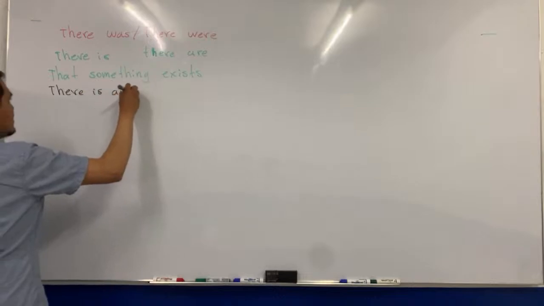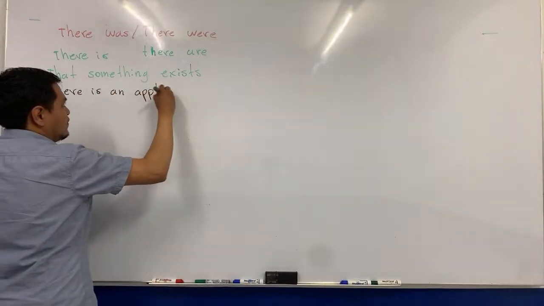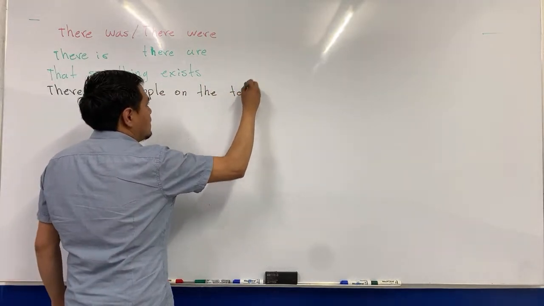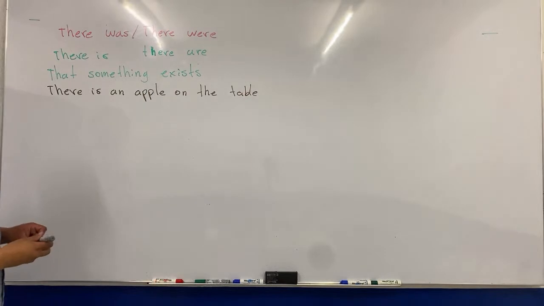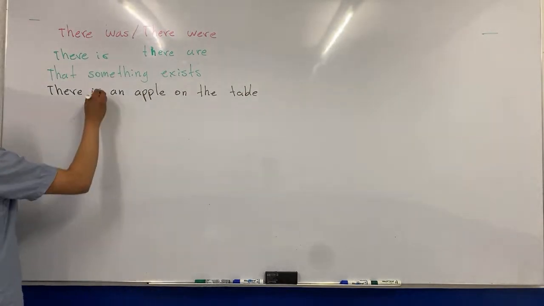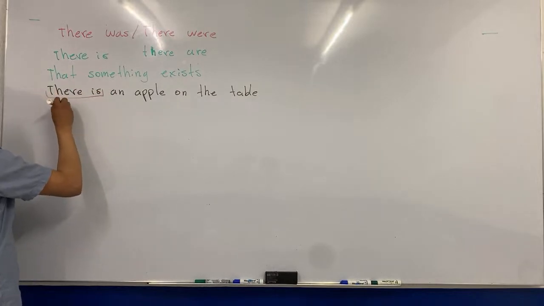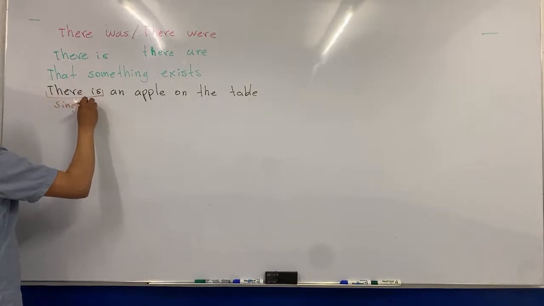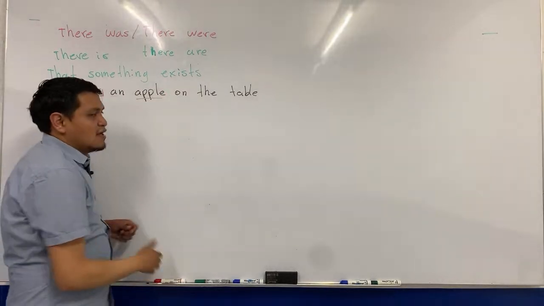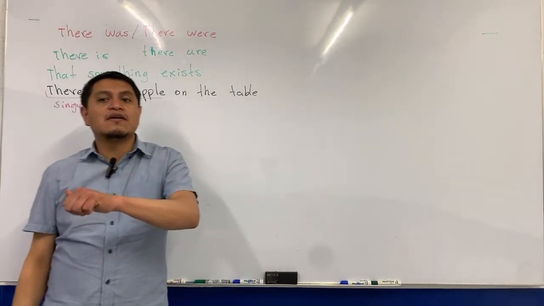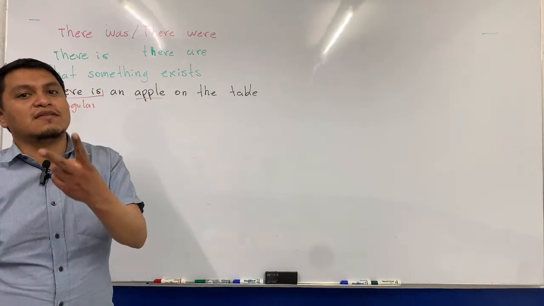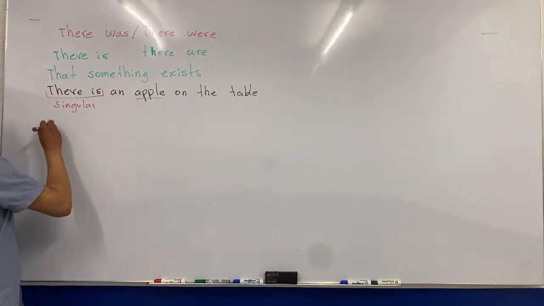There is an apple on the table, right? I mean, this "there is" is for singular, like this, an apple, right? And one example for "there are": there are two women in the car. Repeat.